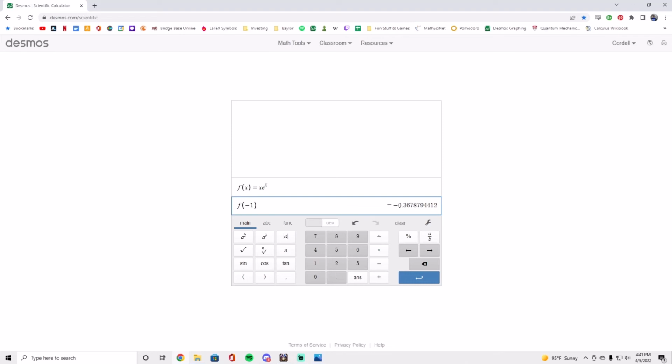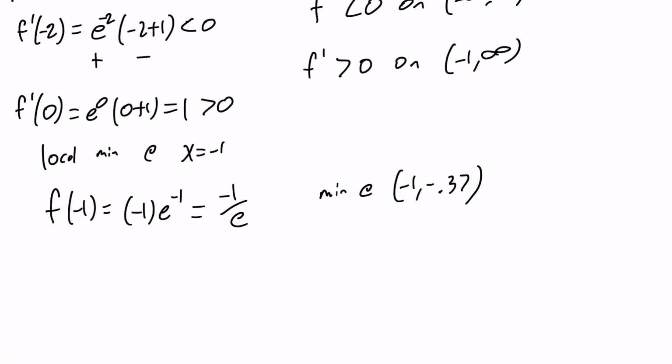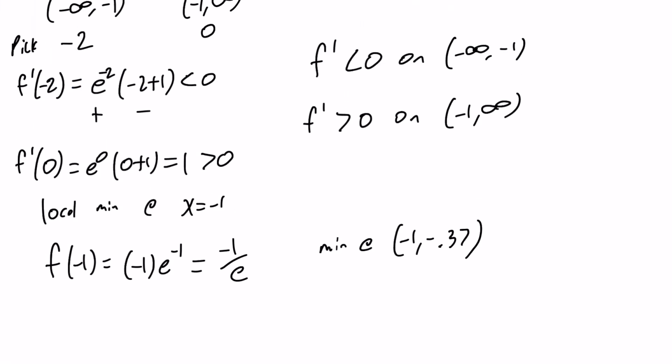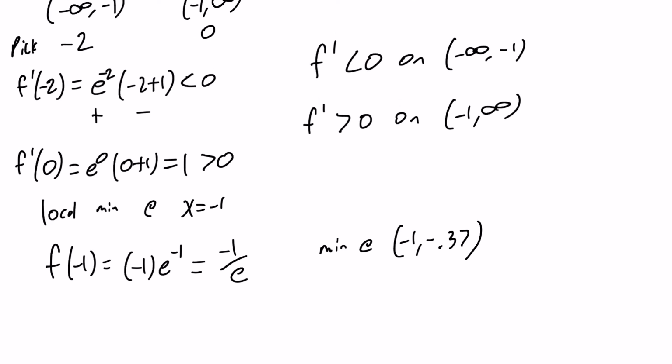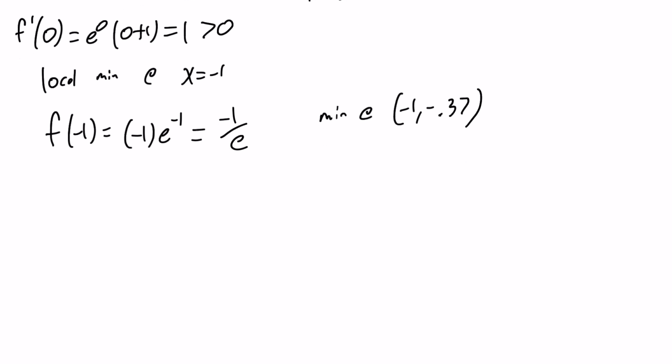So we have a minimum at -1, -0.37. Okay, and let me flip back to here. So that is our relative extrema. Let's find our other points of transition. That's the points of inflection.